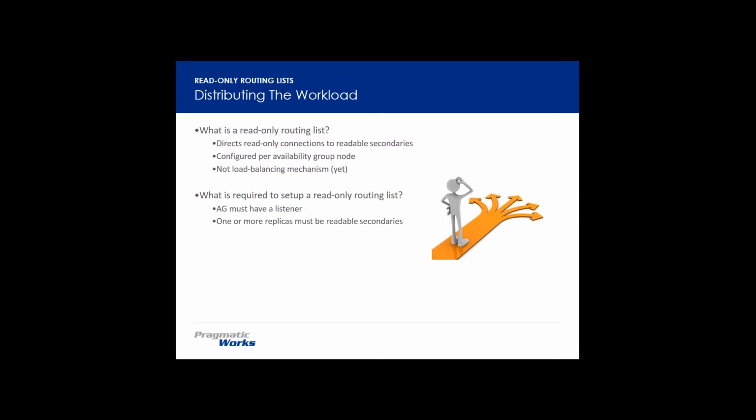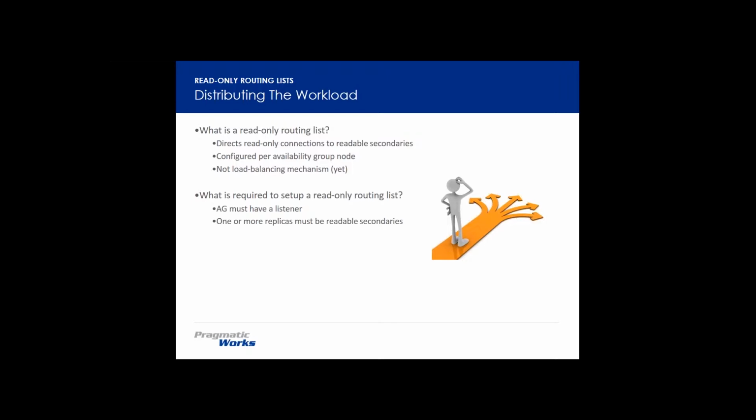If you establish replicas as readable secondaries, meaning you want these read-only connections headed there, it's a simple flip of a box from no to yes, and that's it. There's no downtime needed to make that change. You can change those roles as often as you'd like. And so that's the second point there. It's configured per availability group node.